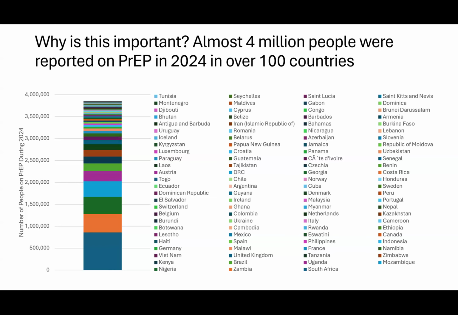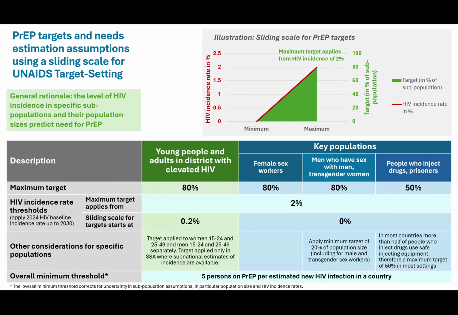So first, why is it important to look at this topic? Well, almost 4 million people were reported to have received PrEP in 2024 in over 100 different countries. So it's a large component already. And of course, this is far from the global target. As Clemens mentioned, these global targets are flexible and responsive to need in the case of PrEP as defined by incidence. So if you can see the pointer options here, see this chart in the upper part of the screen. This shows you how the PrEP target is set.